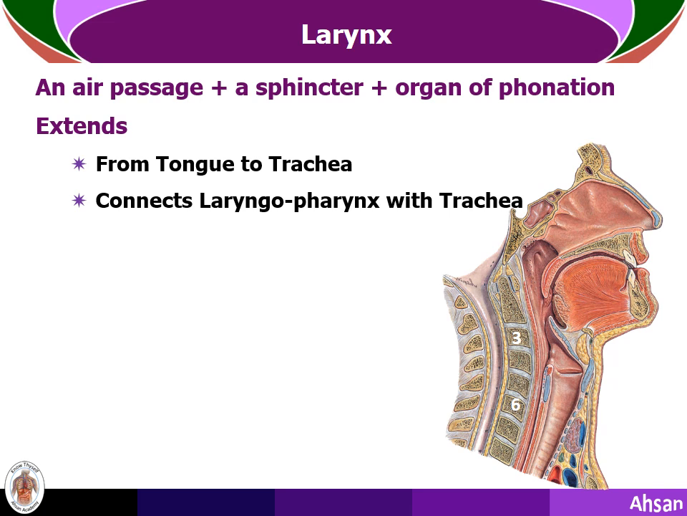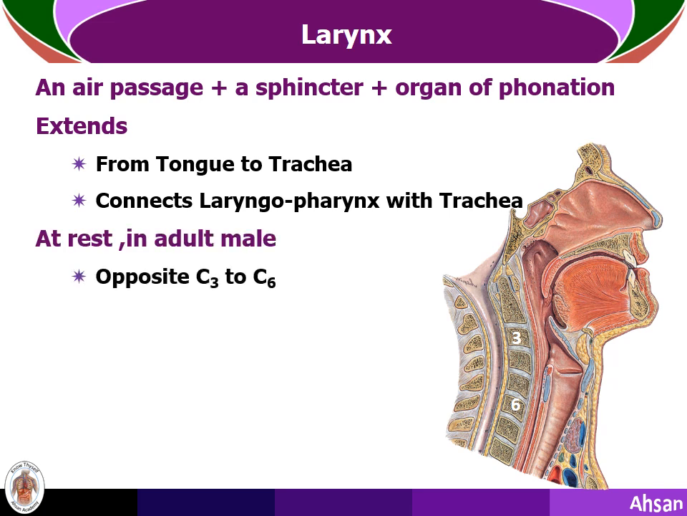The opening is situated in the anterior wall of the laryngopharynx, and it continues as the trachea at the level of the lower border of the 6th cervical vertebra. So in adults, this larynx lies in front of the 3rd, 4th, 5th and 6th cervical vertebrae. In females and in children, it is a bit higher, but the vertebral level is almost the same.